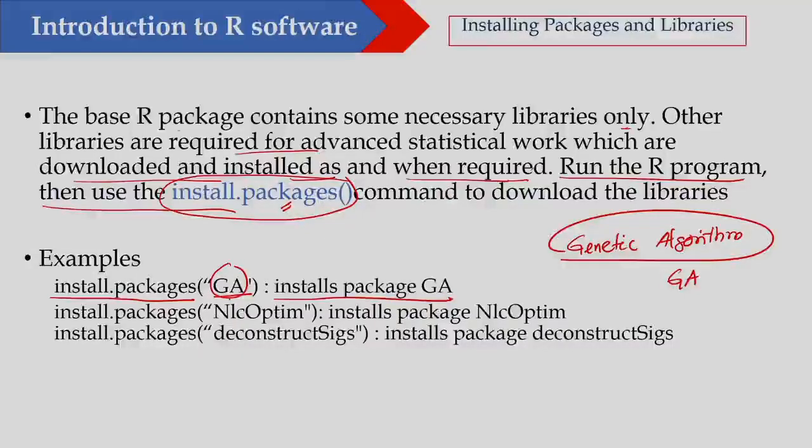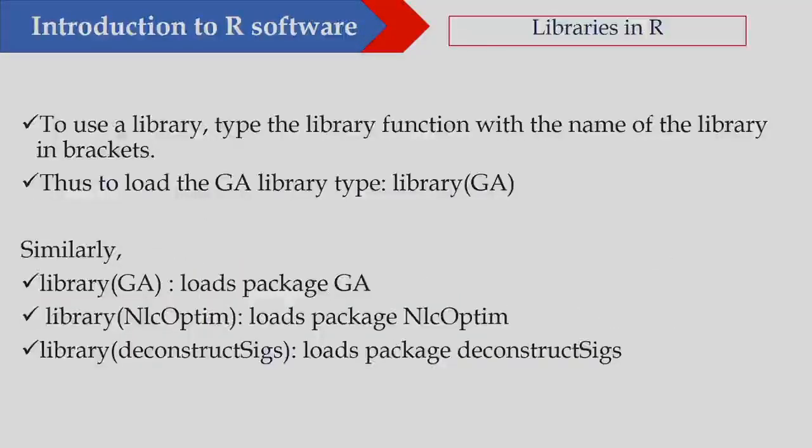Similarly, there is another package, the nonlinear optimization package, which is NLC Optim. You can install it using this one, and there is another one, deconstructSound, that you can also use. So, you have to use the install.packages command to install the packages. In the program itself you can write that, and it will install the package. After installation, what you have to do?